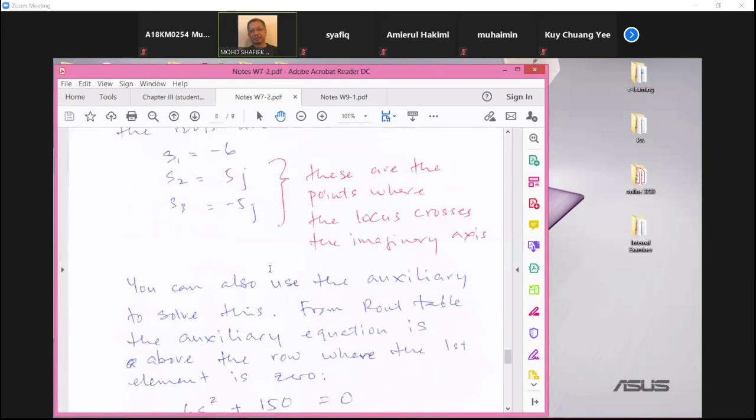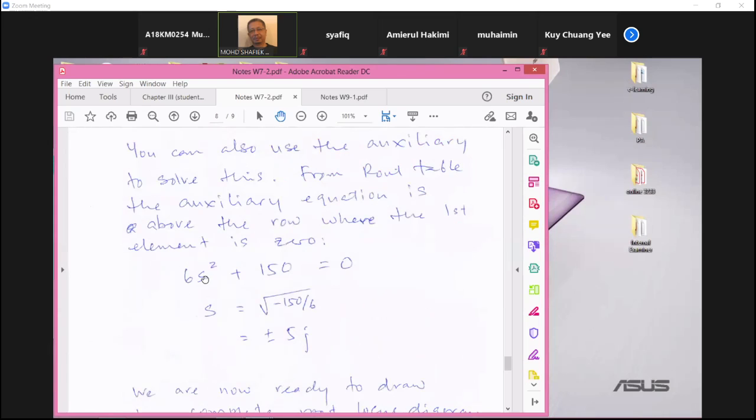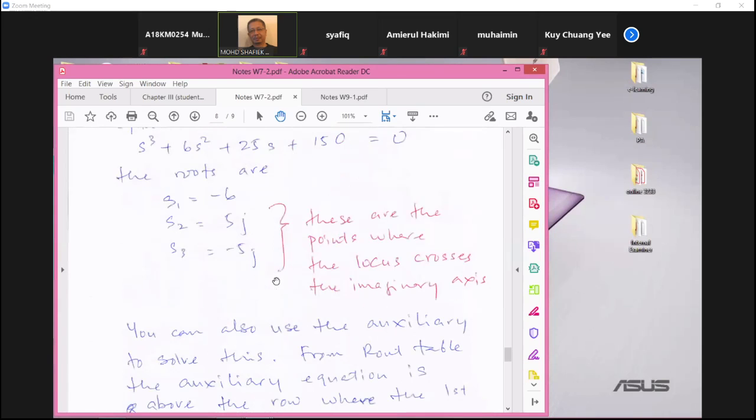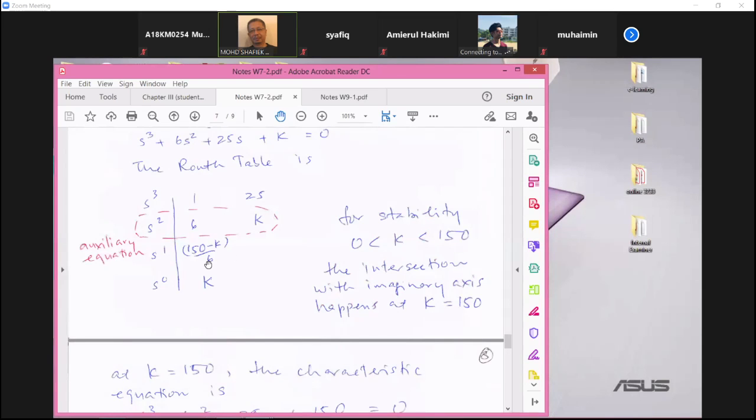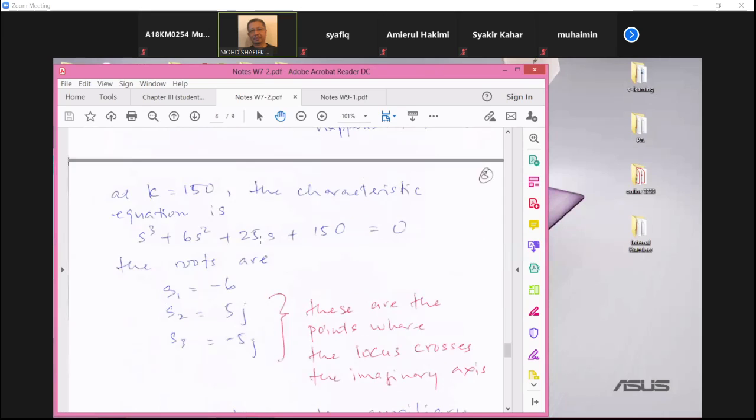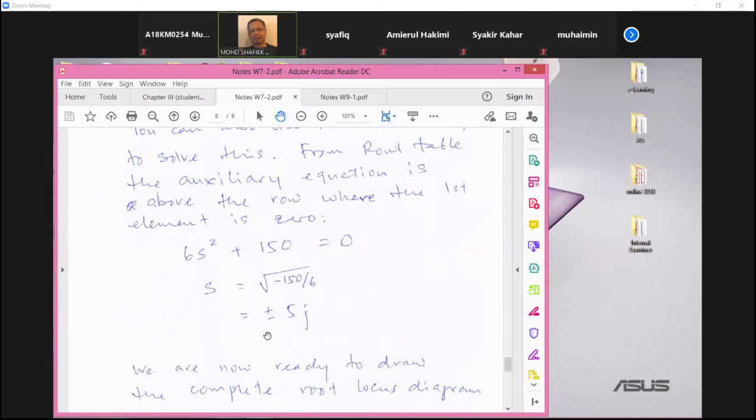So when you use the auxiliary equation, you have this 6s squared plus 150. So you just use the equation just above the first element in the first column equals 0. So this is going to be 6s squared plus K equals 0. Then you can easily solve for the intersection with the imaginary axis. So you get plus and minus 5j. So either way, you just choose whatever method is convenient to you.